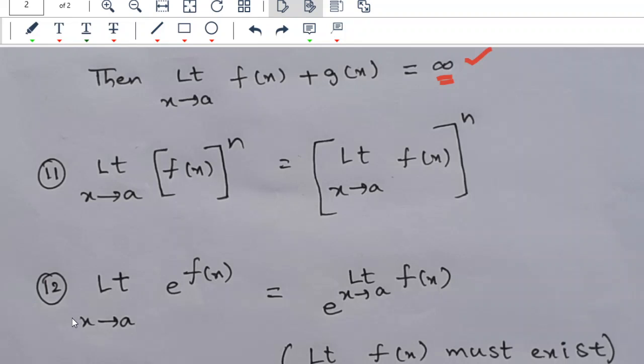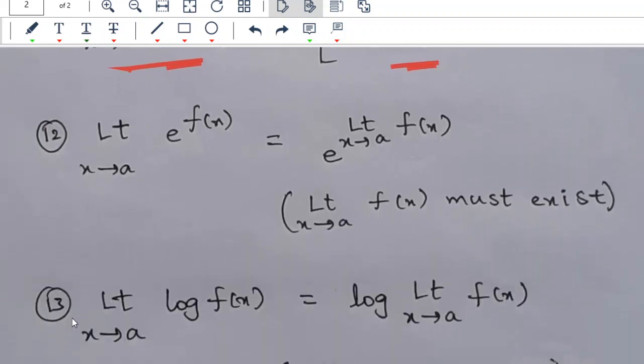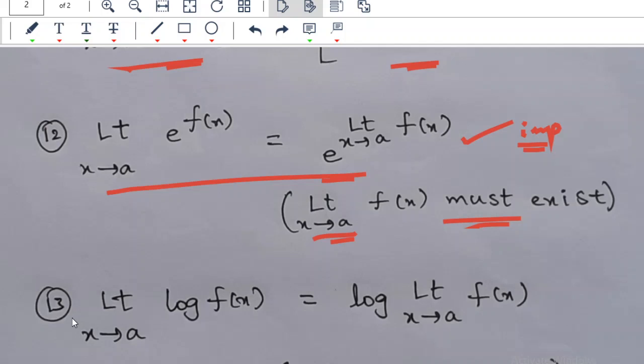11th point, limit x tends to a f of x whole power n is equal to whole power n of limit x tends to a f of x. So these both are same. 12th point, limit x tends to a e power f of x can be written as e power limit x tends to a f of x. This is important. And limit x tends to a f of x must exist. So for this to be true, limit x tends to a f of x must exist.